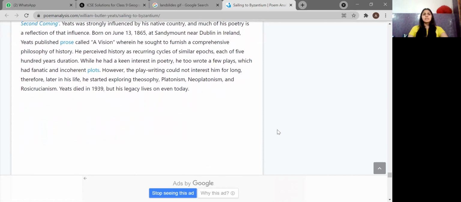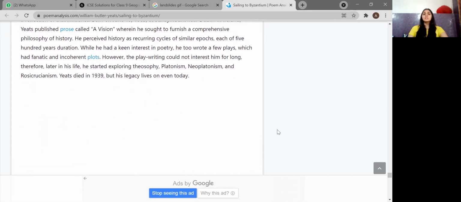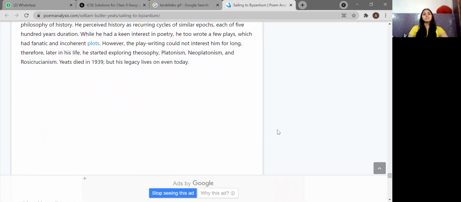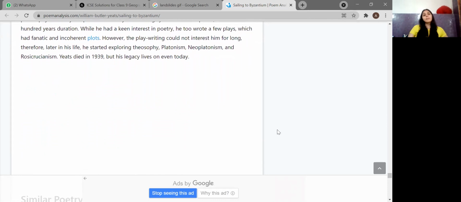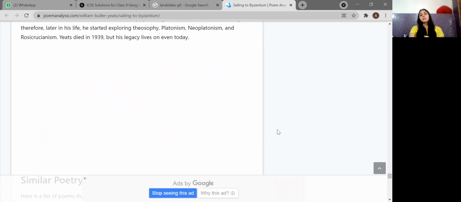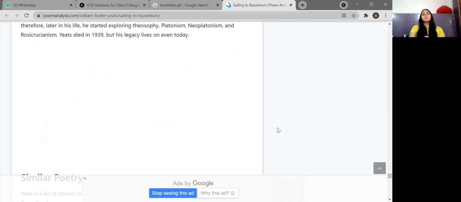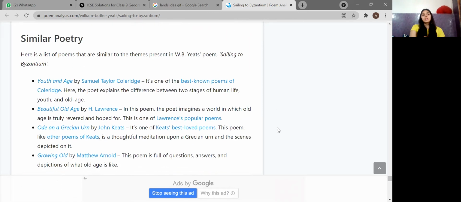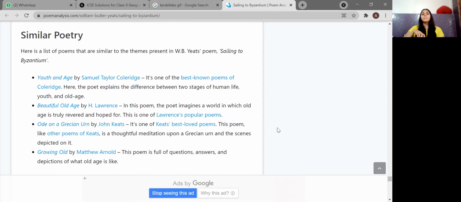Then he perceived history as cycles of similar epochs. However, playwriting could not interest him for a long time. He also went into theater, Neoplatonism. Then Yeats died in 1939, but his legacy lives even today. There are many similar poems based on the same themes. Let's see a few of them.